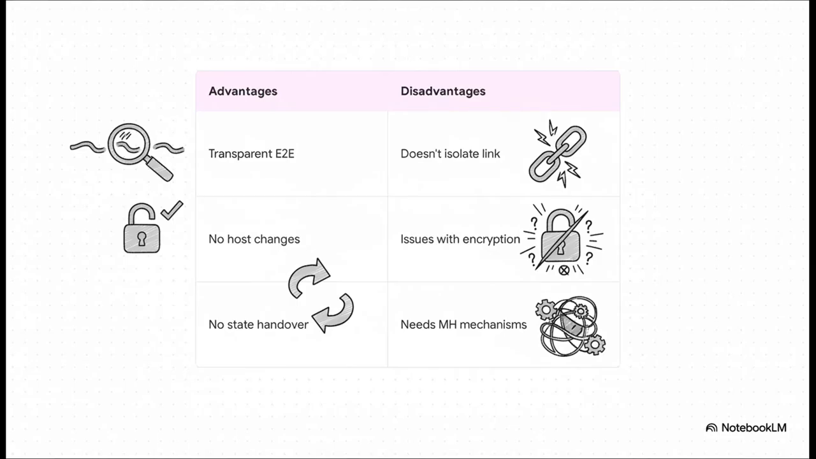But, of course, nothing is ever perfect. Snooping TCP is transparent and pretty easy to roll out, but it has some definite downsides. For one, it doesn't totally separate the wireless link from the wired one. And maybe the biggest issue for today, since it needs to snoop on the data, it has a really hard time if that data is encrypted, which, let's be honest, almost everything is now.